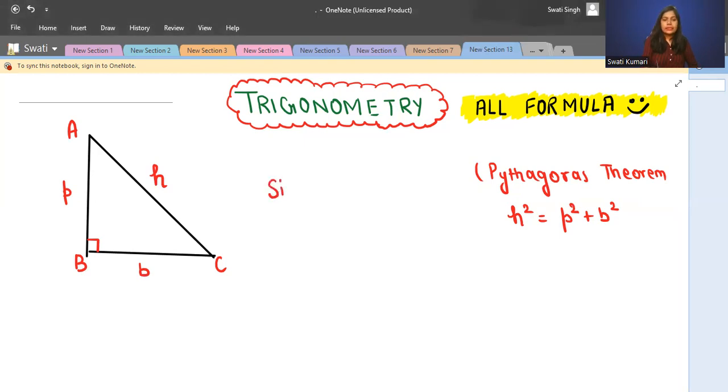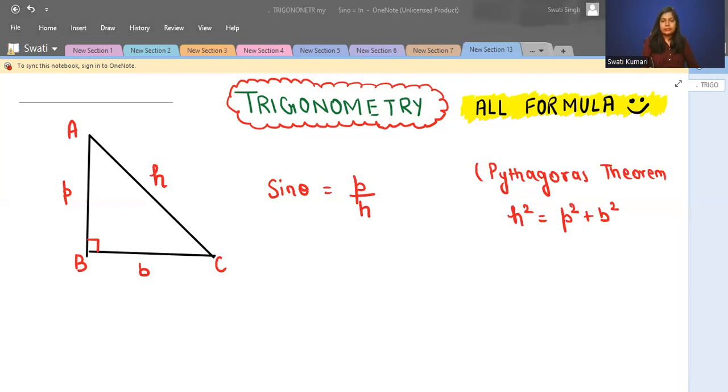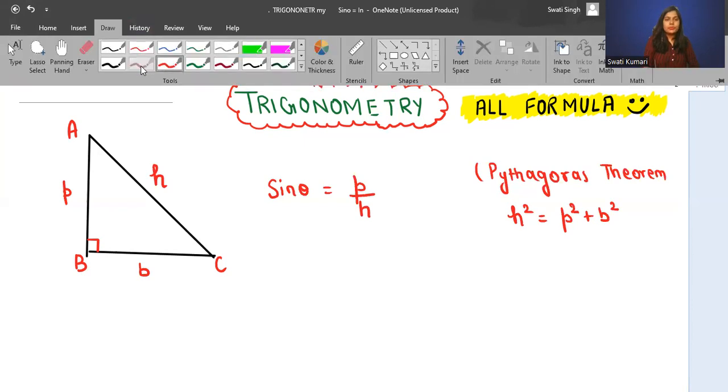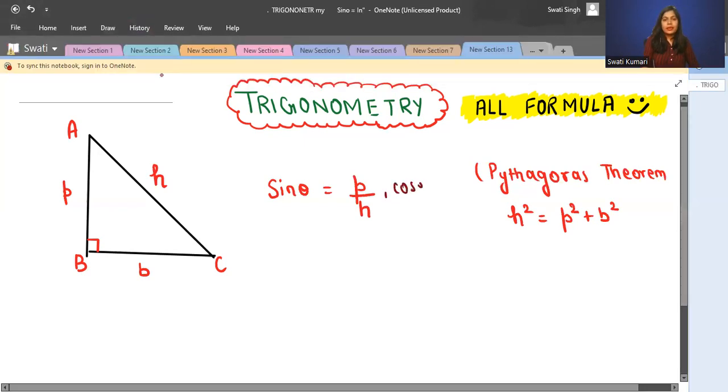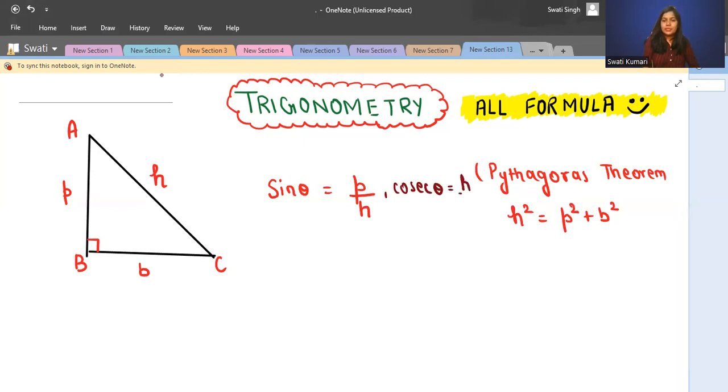What is sine theta? So, sine theta is perpendicular upon hypotenuse. Now, let us talk about cosec theta. Why am I talking about cosec theta first? Because do you know that sine theta and cosec theta are reciprocal of each other? So let me write down cosec theta here itself. So cosec theta is just the reciprocal of sine theta. So this will become h upon p.